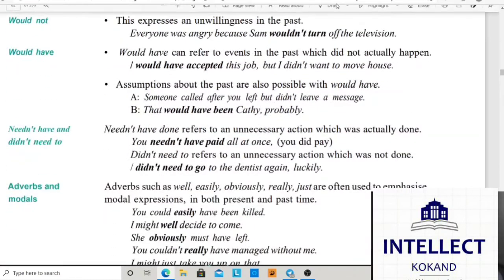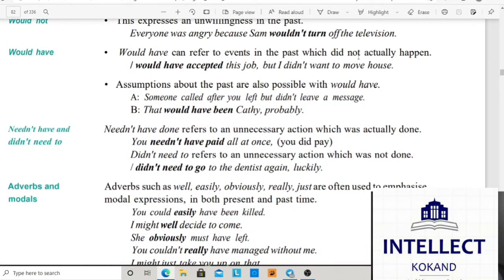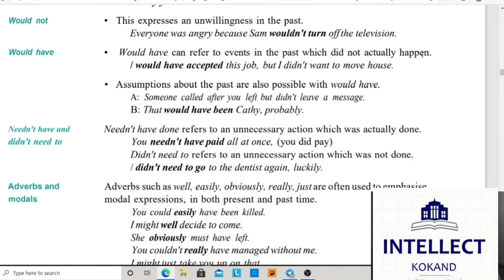Would have. Would have can refer to events in the past which did not actually happen. He could have, could have also means it would have been possible to do it, he missed the opportunity. He would have learned the modal verbs in the past with us, right? Yes. I would have accepted this job, but I didn't want to move house.